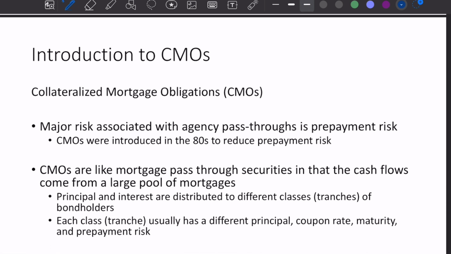An overview of CMOs. CMO stands for Collateralized Mortgage Obligations. And what they're doing is they're trying to reduce prepayment risk, which is one of the biggest risks that agency pass-throughs are exposed to. So they were first introduced in the 80s, and it's similar to a mortgage pass-through security in that all the cash flows come from a large pool of mortgages. But what makes them different is that the principal and interest are distributed to the different classes or tranches of bondholders at different times. So each class or tranche usually has a different principal, coupon rate, maturity, and prepayment risk.